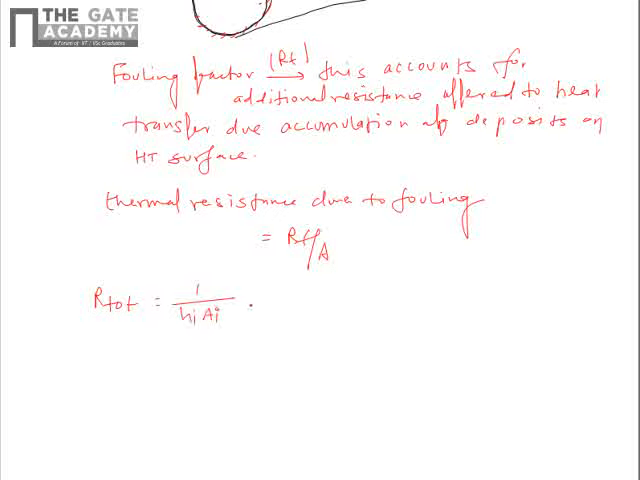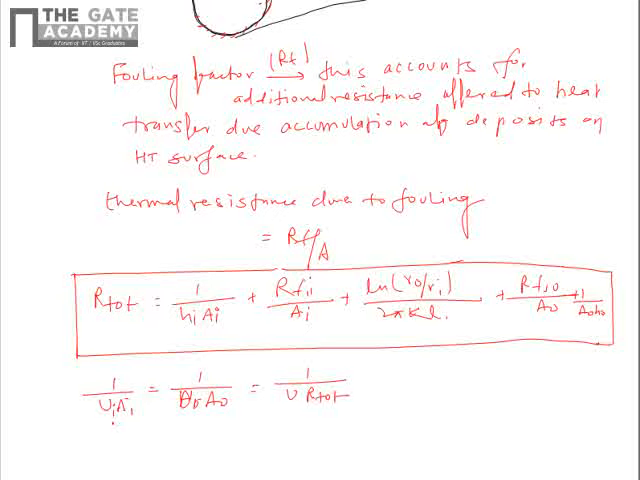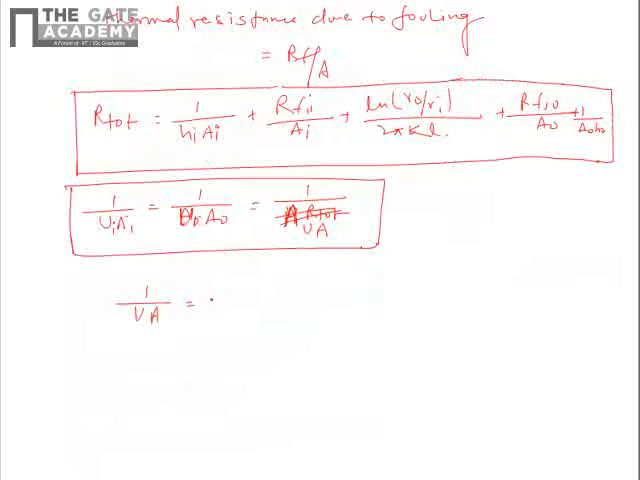So if we rewrite the total resistance to heat transfer, it will look like this: fouling factor at the inside surface upon Ai plus ln of R naught upon Ri upon 2 pi K L plus Rf naught upon A naught plus 1 by A naught H naught, and the overall heat transfer coefficient: 1 by Ui Ai is equal to 1 by U naught A naught is equal to 1 by U A, and 1 by UA will be R total.